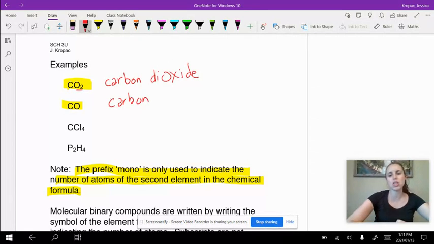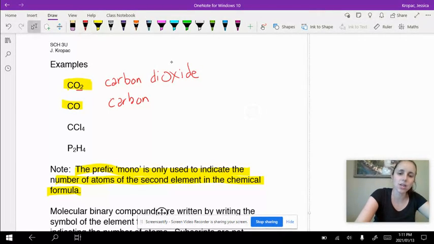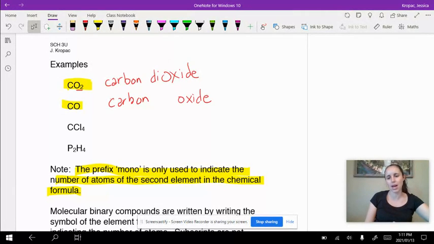Now, how many carbons do I have? 1. But remember, we don't use mono on that first one. So we can proceed right to the second one. The second element is oxygen. So again, we're going to call it oxide: drop the ending and put that IDE. You do have to tell me on the second one how many atoms it is. So here we have 1 oxygen.